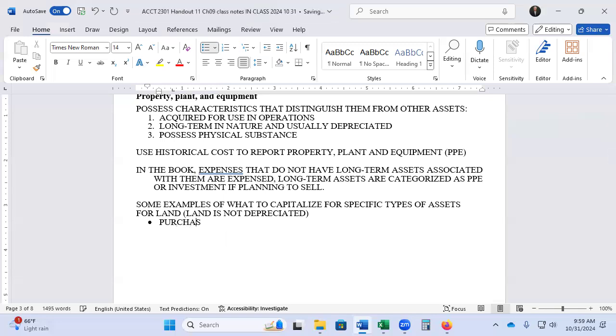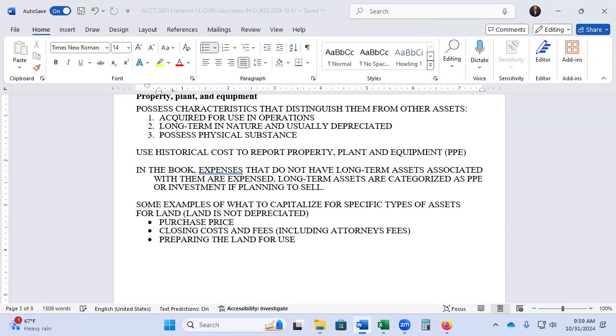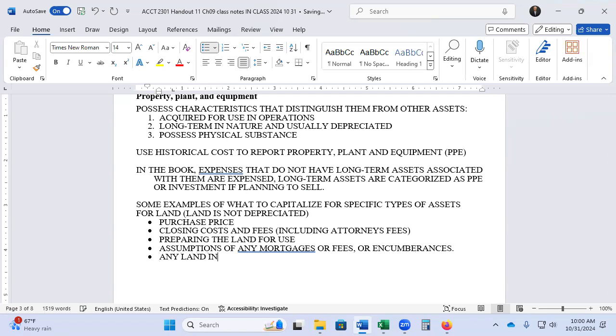All right, so land would include the purchase price, closing costs, and fees. And these would be like including attorney's fees. Preparing the land for use. Assumptions of any mortgages, fees, or encumbrances. And those would be like liens from the city or other claimants against that land. And any land improvements that have an indefinite life.